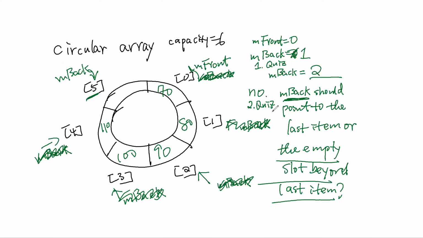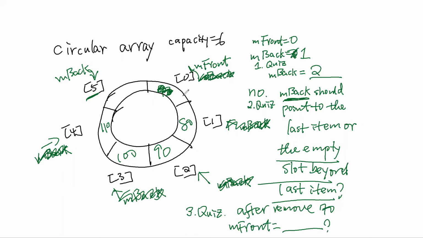Okay, so now I remove 70. It just points to 0. I remove 70. What should I update? Front, yeah, just front. You should update front. That's the third quiz question. The third quiz question is, after I remove 70, what should M front be?